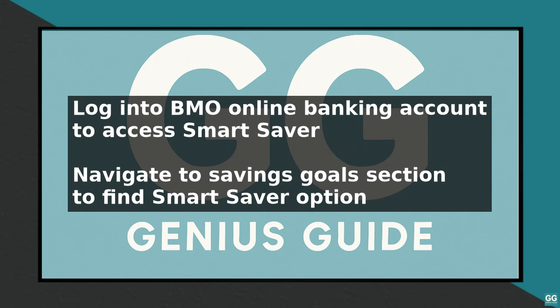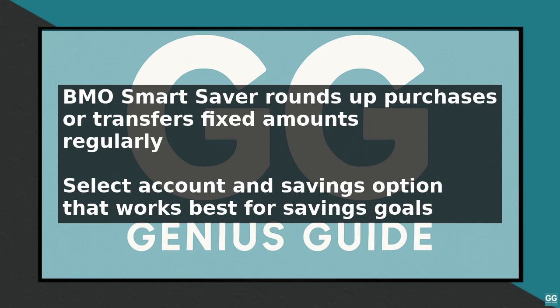To set it up, select the account you want to use for your Smart Saver and choose the savings option that works best for you. You can either round up your debit card purchases or set a recurring transfer from your checking account.